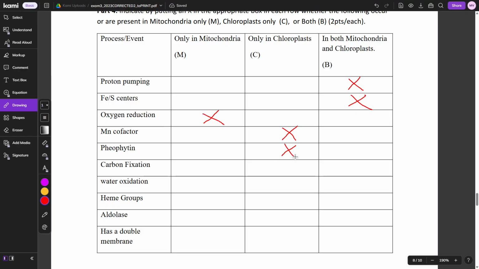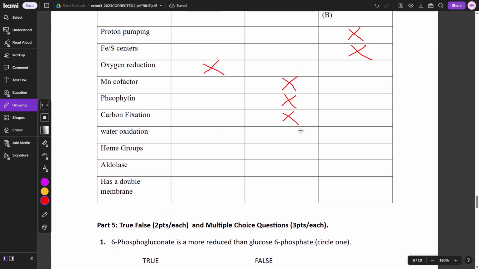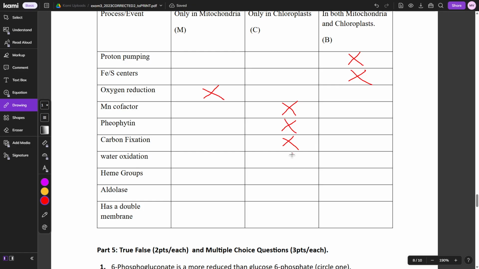Okay, Pheophytin, chloroplast. I can't remember the exact location. I think it's also photosystem 2, if I'm not mistaken. So also photosystem 2, also chloroplast. Carbon fixation. Chloroplast. Where does it occur in chloroplast? What cycle? Calvin cycle. Yeah, and what enzyme does it? Rubisco. Yep. Rubisco is the good old guy. And then for water oxidation, which one does water oxidation? We already talked about this. Chloroplast, right? Good.